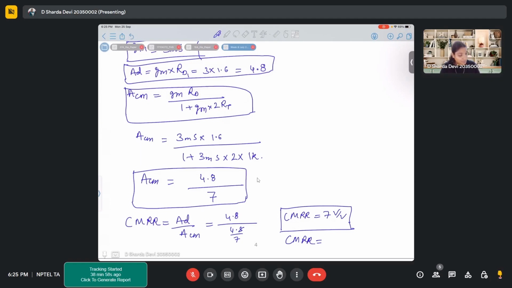16.9. How much? 16.9, right? 16.9 dB. So this is the CMRR that we are getting for this particular circuit.